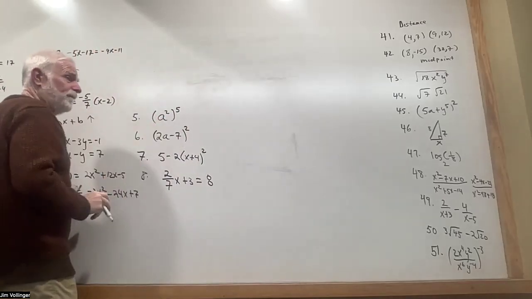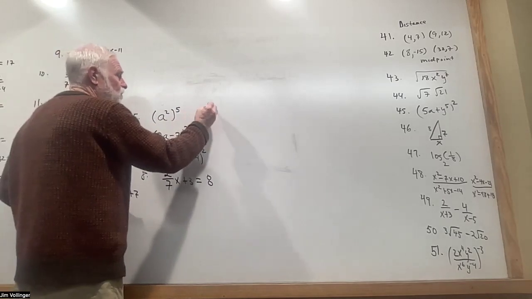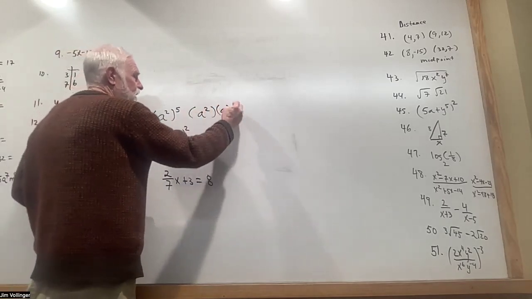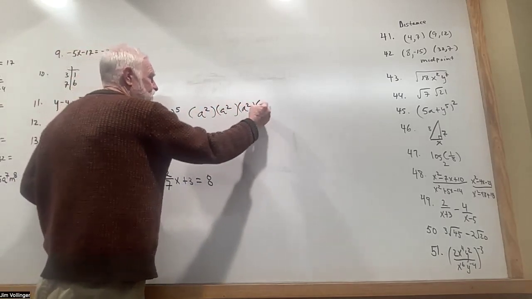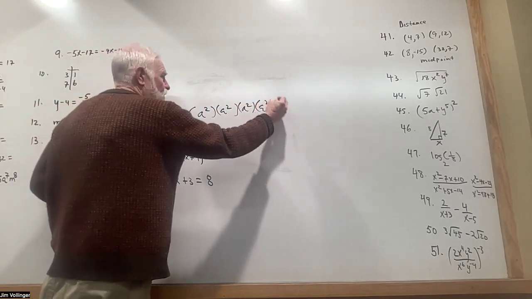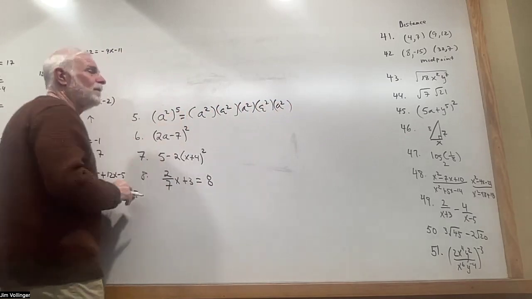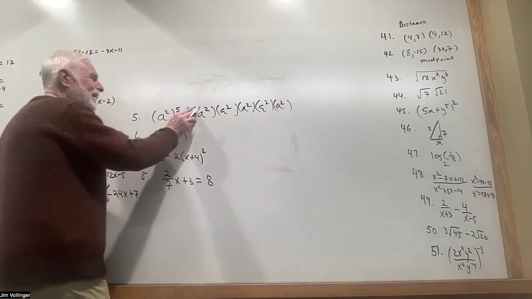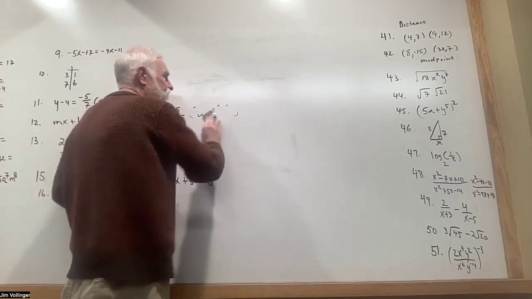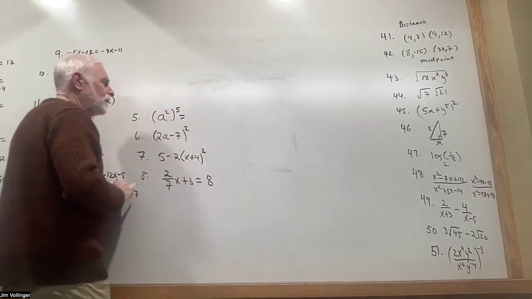a squared to the fifth means a squared times a squared times a squared times a squared times a squared. And I think from our first problem, we may call that a to the 10th. So is there a rule for exponents here?